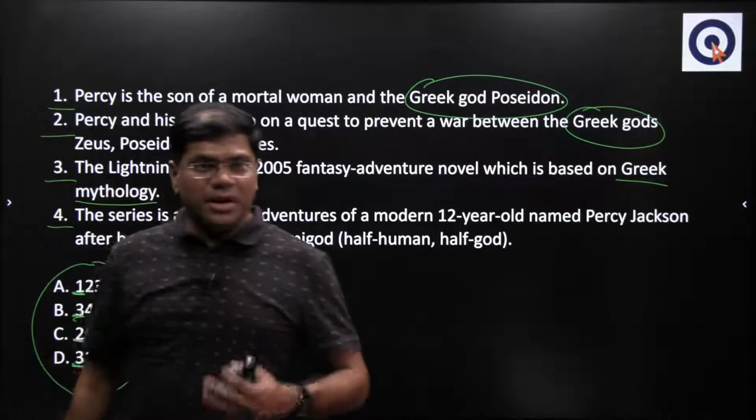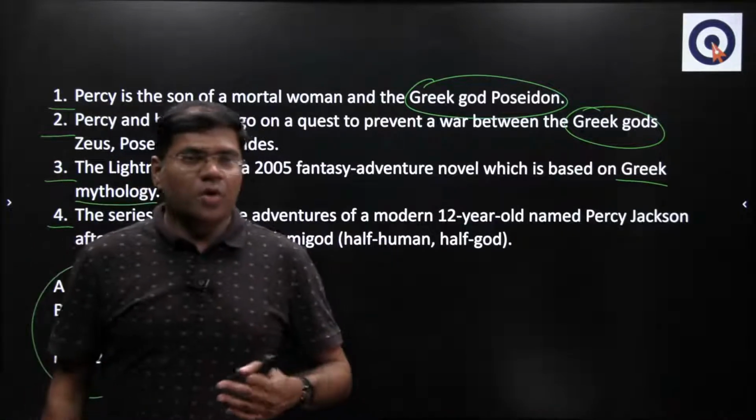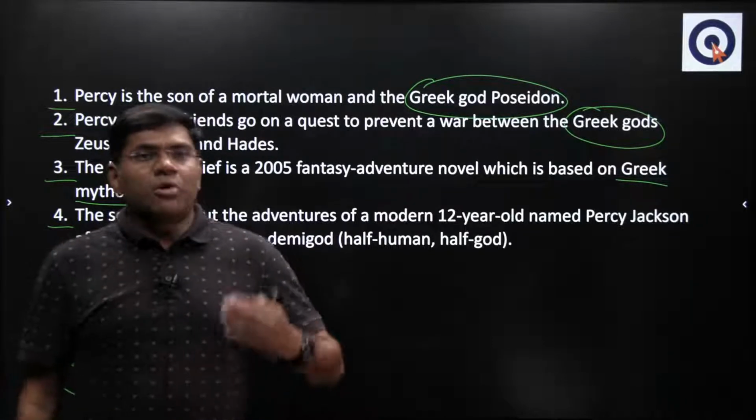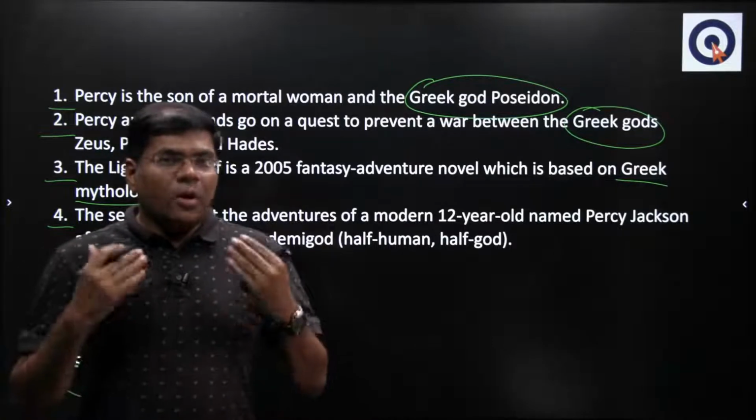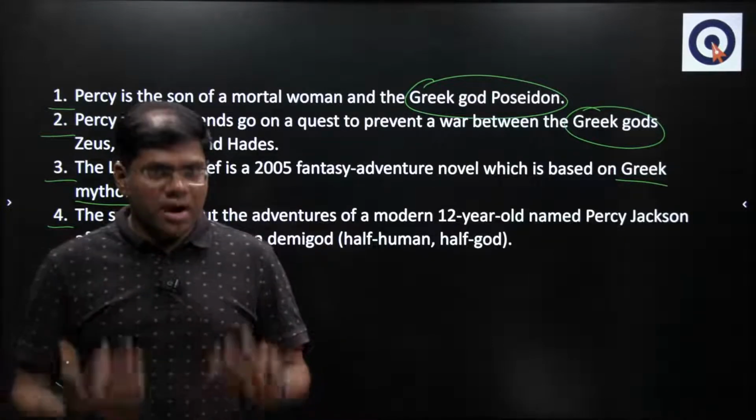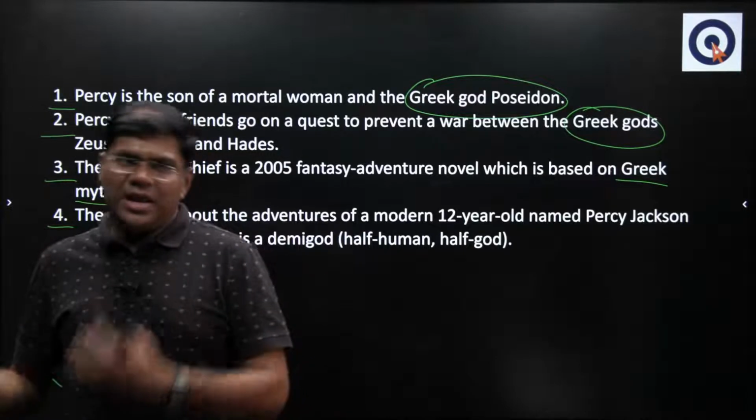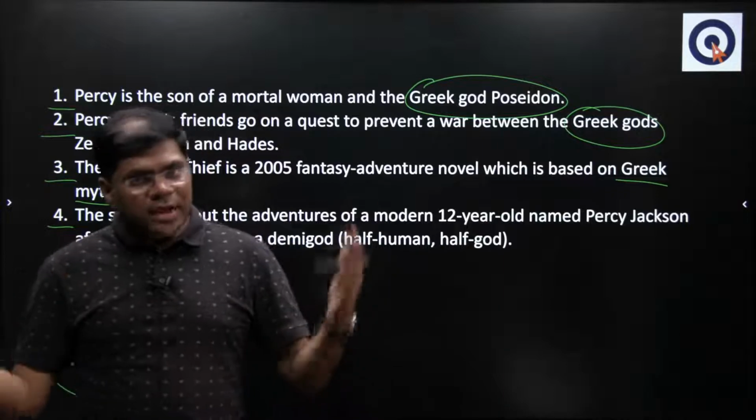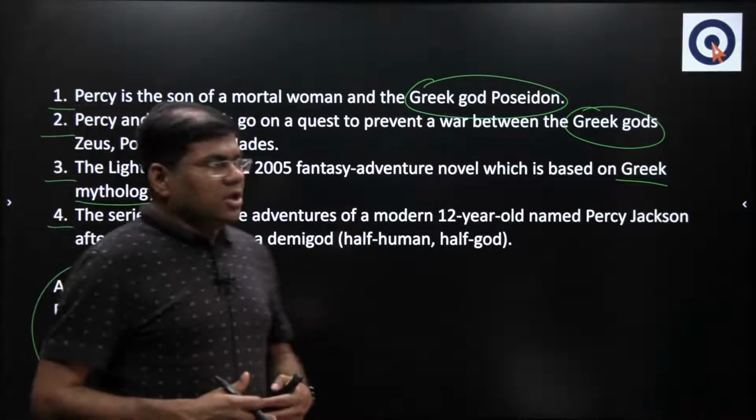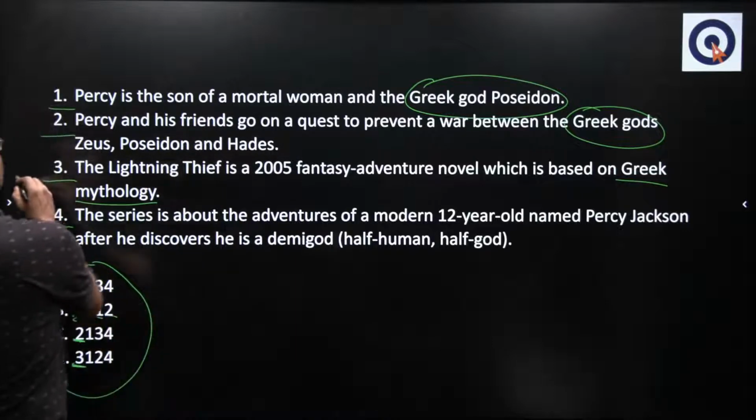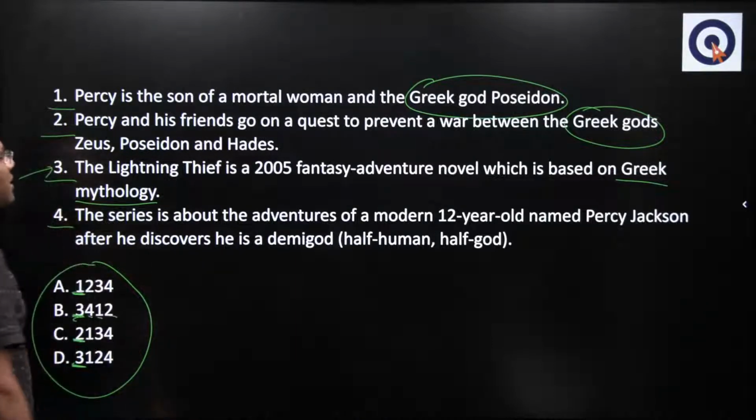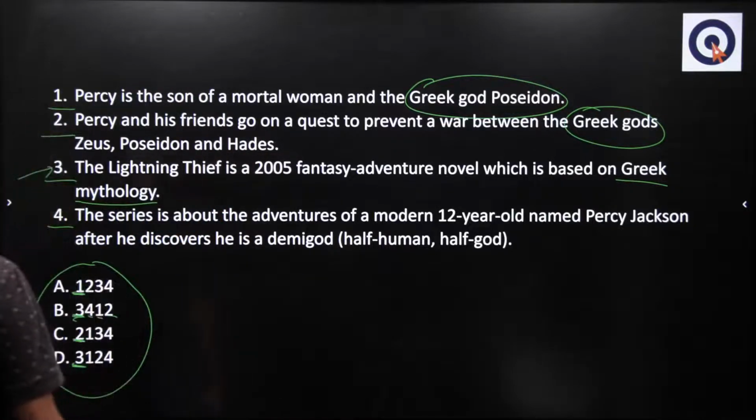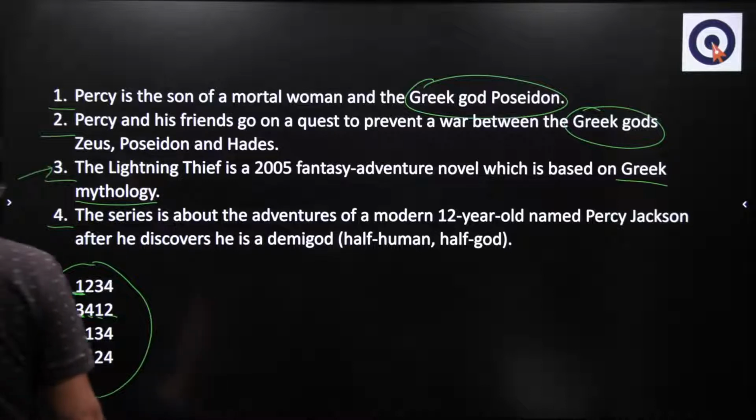Before you talk about, let's say, Arjun, or before you talk about Yudhishthir or Bhim, isn't it right to talk about Mahabharat first? So you will tell your audience that you are going to talk about the story Mahabharat, and within the Mahabharat you have so many characters. So the audience has to be first acquainted with Mahabharat, and then within that you will talk about all the characters. So ideally speaking, you should talk about 3 first, because 3 says that The Lightning Thief is a 2005 fantasy adventure novel which is based on Greek mythology. Correct? So 3 is likely to be the opening sentence.